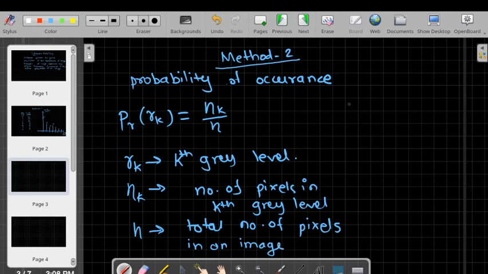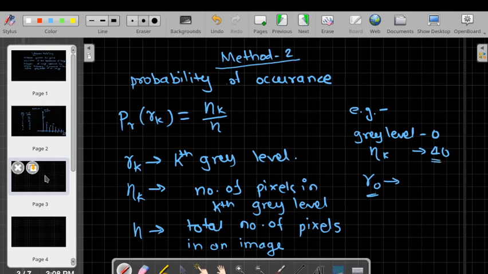Okay, so for example, we have the previous table. In that we have seen that for gray level 0 we have the number of pixels n_k equal to 40. So this n_k will be 40 and the gray level will be 0. So this r_k is represented as r_0. So this is gray level 0, and for that we have a total of 40 pixels. So this is method 2.